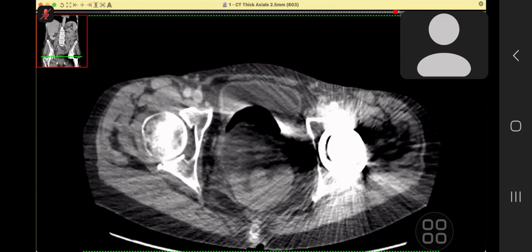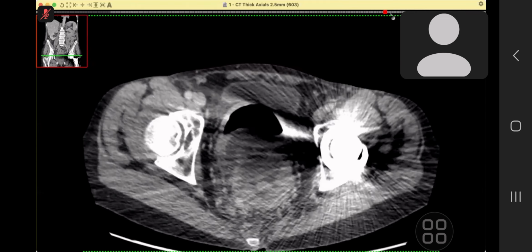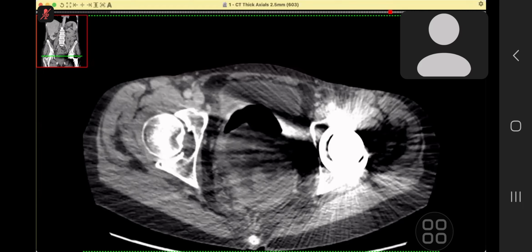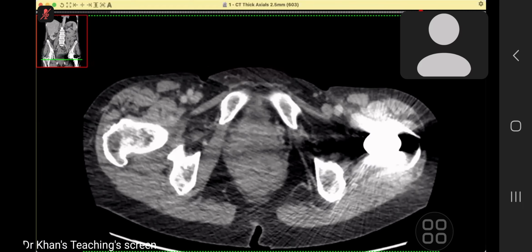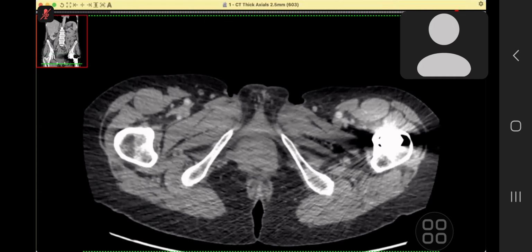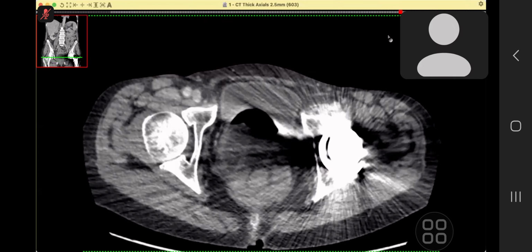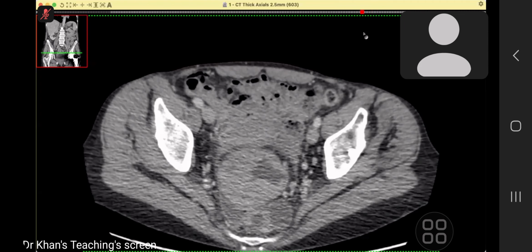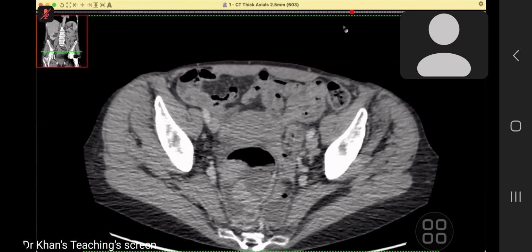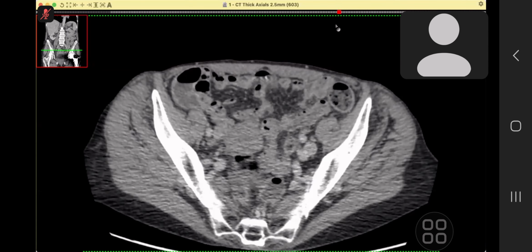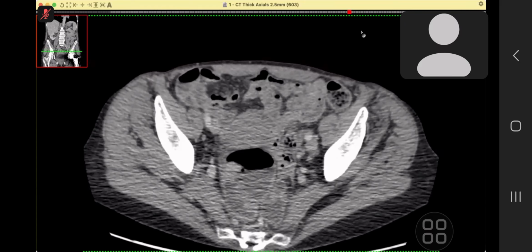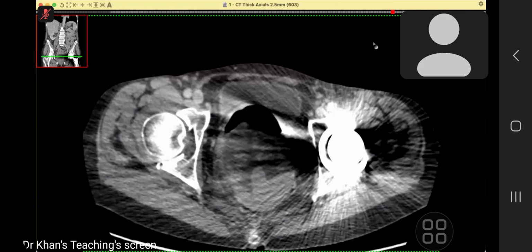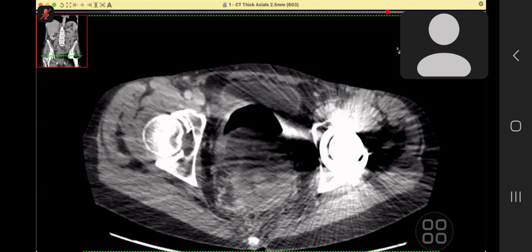I'm sorry, the scroll is moving fast. First, I would like to confirm whether this is arising from the anal canal or from the vagina, since the female has foul-smelling vaginal discharge. The urinary bladder seems to be pushed anteriorly.